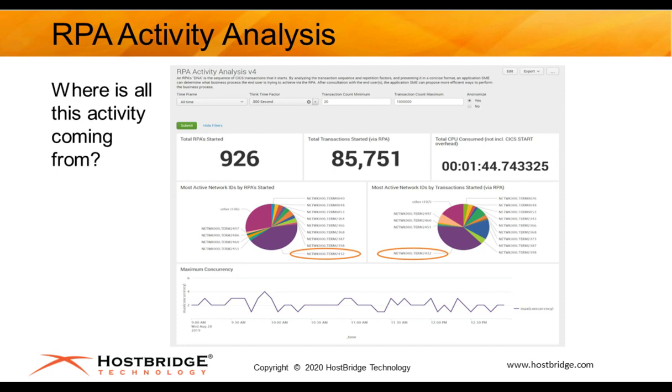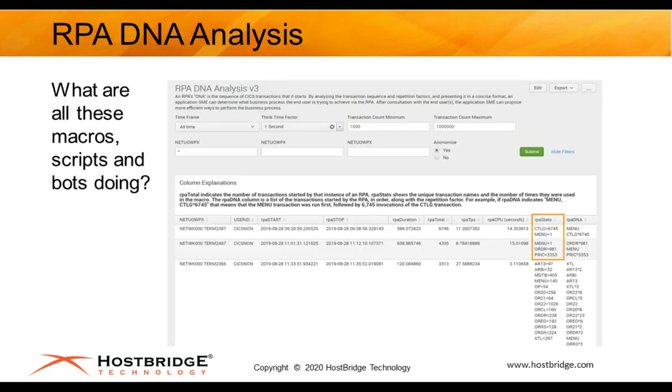Now, there's a logical question that flows from this. And I remember the day where the customer looked at me and said, "What in the world are they doing?" And so we went back and thought about that and said, well, what we need to figure out for a customer is to be able to produce, let's call it a DNA analysis. So we want to produce an RPA bot DNA analysis. And you can see this. So we entered a couple of basic parameters here. Again, think time. We can bias the minimum transactions to be included and the maximum, and we can focus on particular network endpoints if we want.